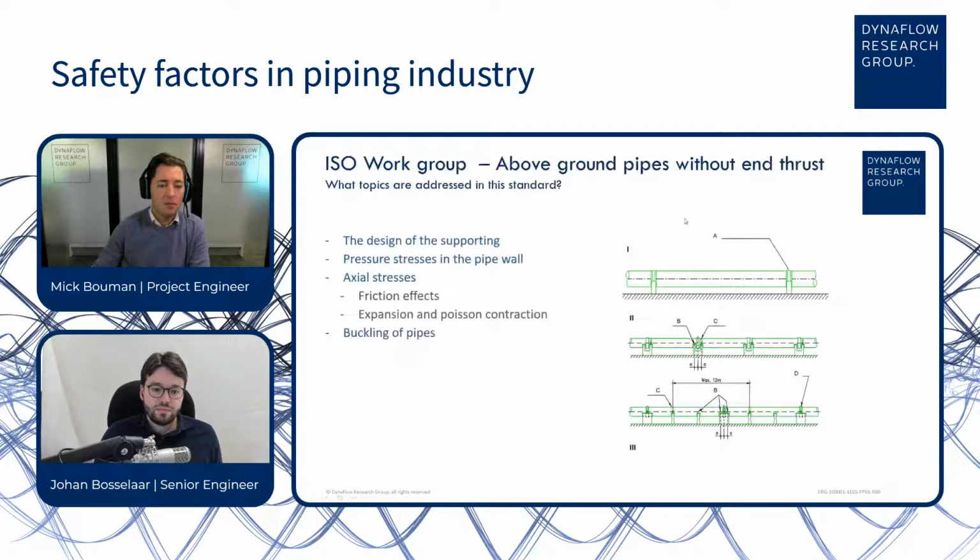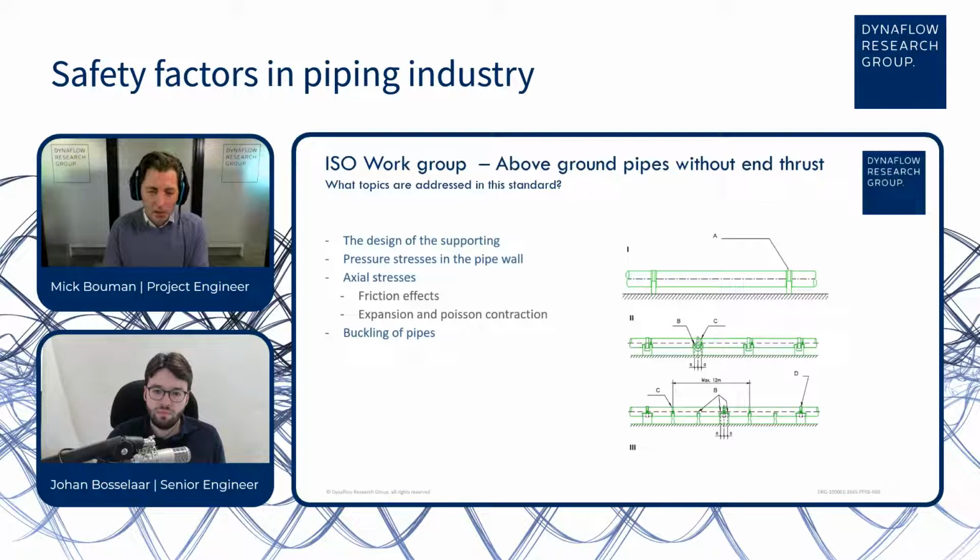First, I'd like to give a short overview of what kind of pipes are dealt with in that standard. What you see on the right are a couple of examples of above ground piping without end thrust. In a normal pipe that is welded, jointed or flanged, there's always pressure thrust inside the pipe, because there's always an end, that could be an elbow or an end cap, where the pressure acts, and that creates a tensile force in the pipe wall.